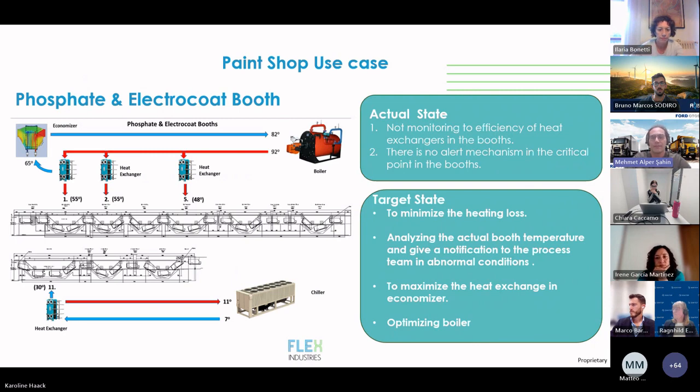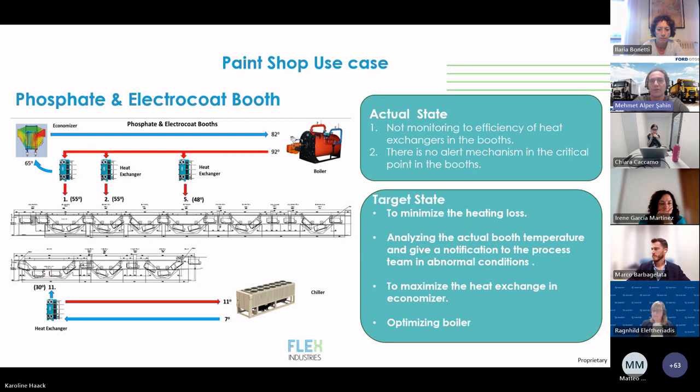We have 2 main responsibilities there. One of them is the paint shop use case. After analyzing the whole data in the paint shop, we decided to focus on the phosphate and electrocoat booths because they consume much more energy compared to other zones. In the current state, we couldn't monitor the efficiency of heat exchangers in the booths, and also there is no alert mechanism at the critical points in the booths. So we are adding some additional sensors in the area to maximize heat exchange in the economizer, optimize the boiler, and analyze the actual booth temperatures and give an alert to the process in abnormal conditions.